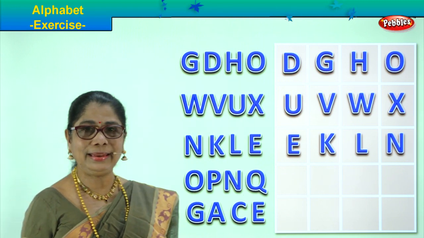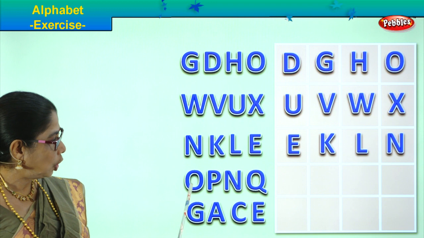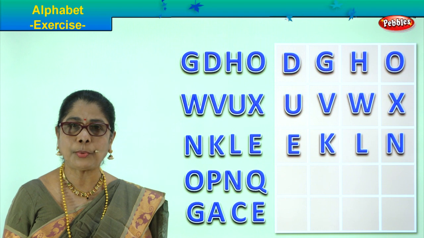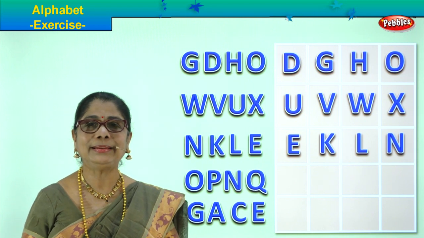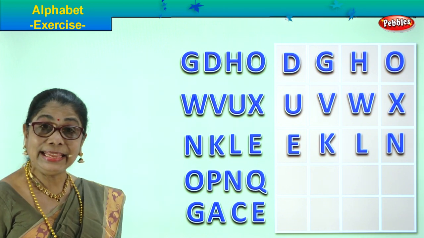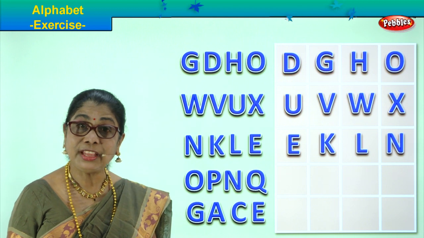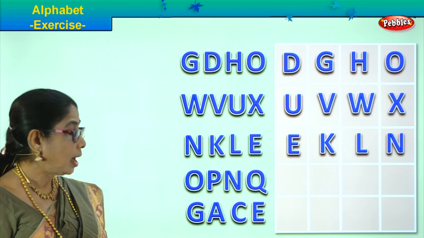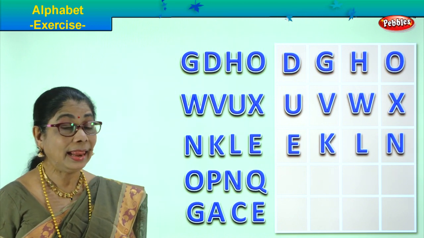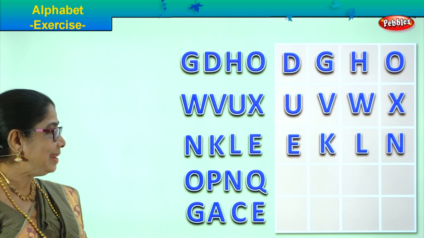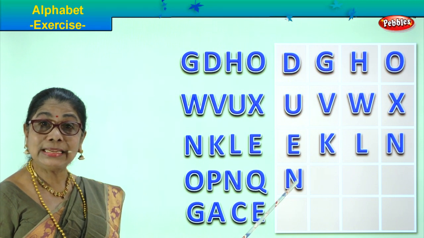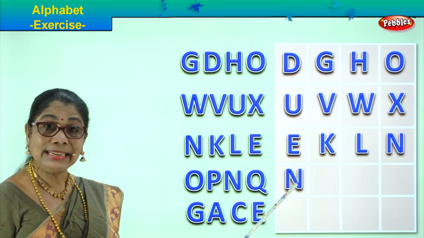Let's look at the next line. What are the letters given to us? O, P, N and Q. We have to put them all in proper order. Let's say the letters together. A, B, C, D, E, F, G, H, I, J, K, L, M, N. We have N here. So we put the letter N here. Nose. Sound. N. Very good.